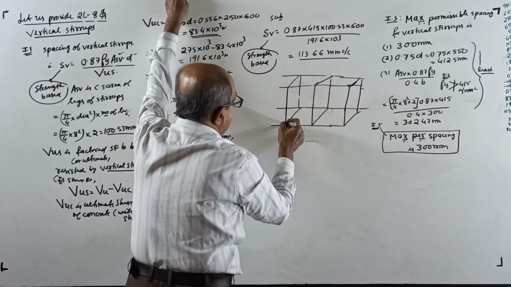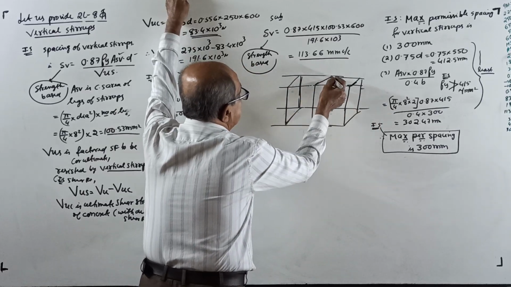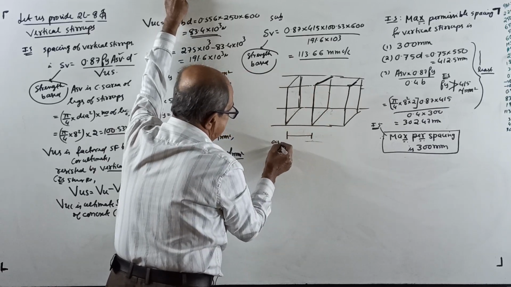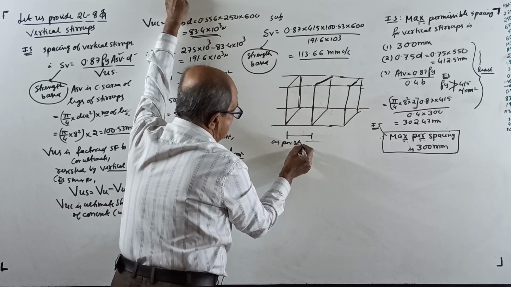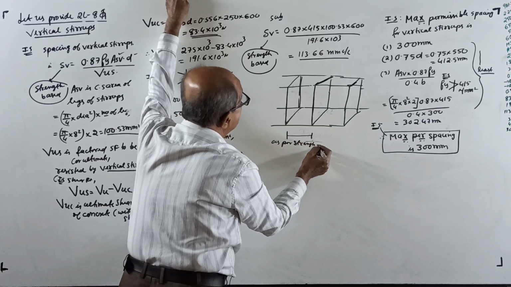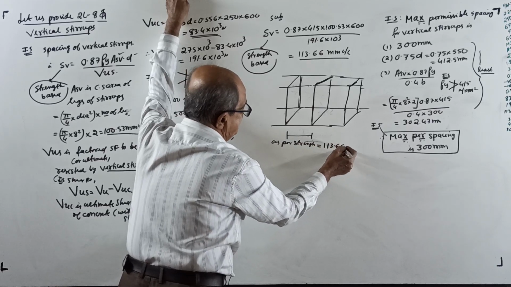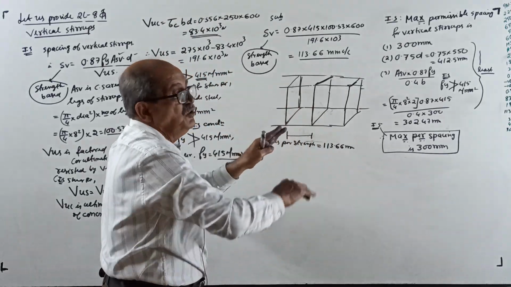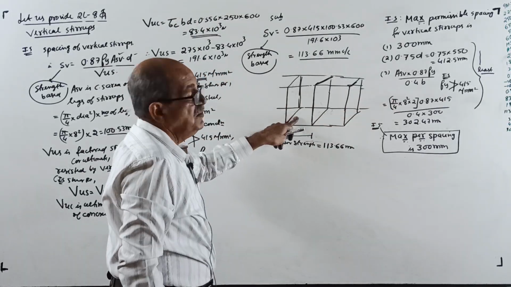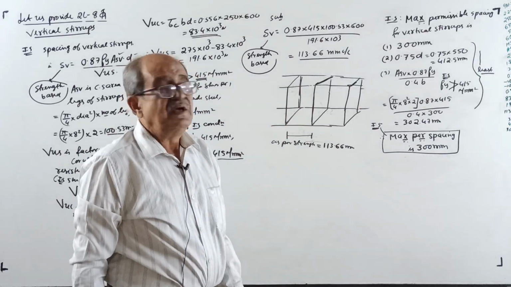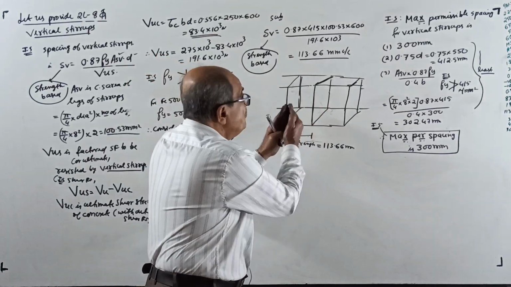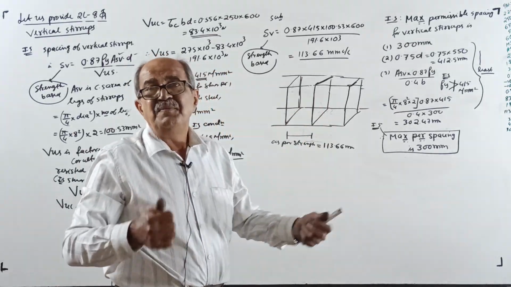Once you provide one stirrup here this way, the next stirrup will come here. This spacing as per strength is 113.66 millimeter. Therefore, in case you provide more spacing, the beam becomes weak. Required shear strength will not be developed. Suppose you reduce it, it becomes stronger.